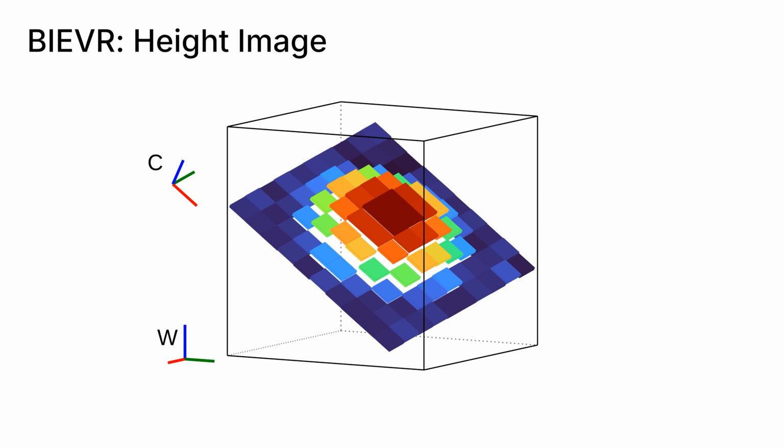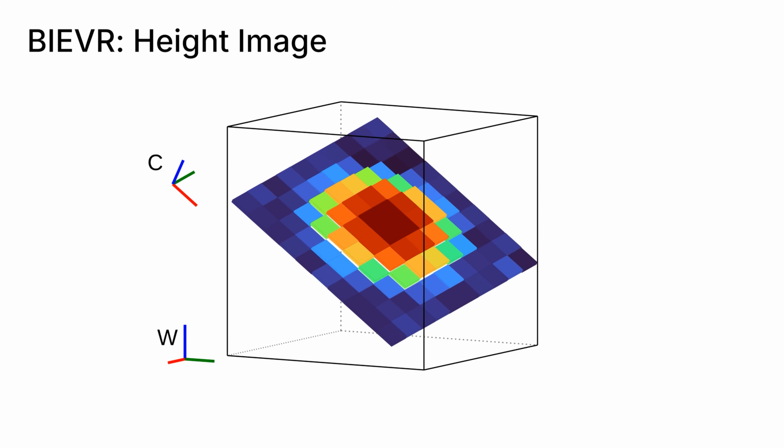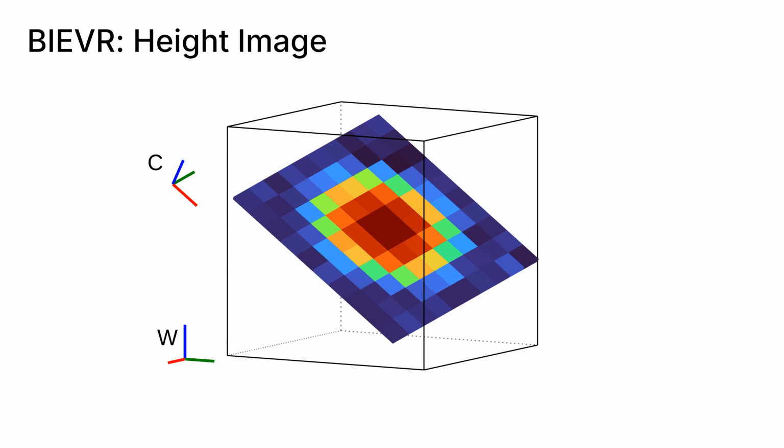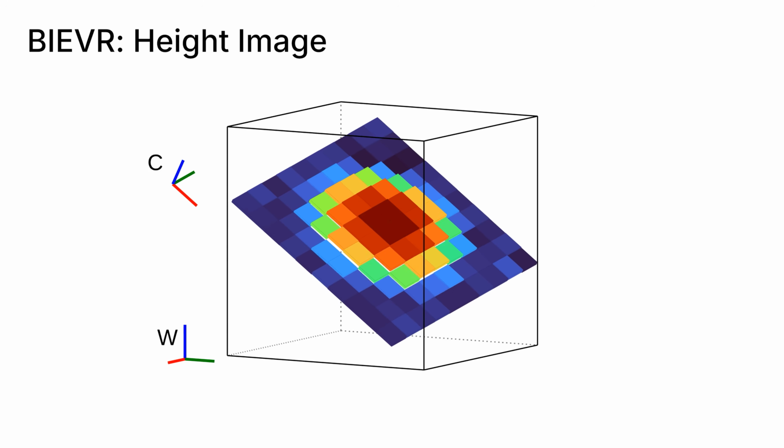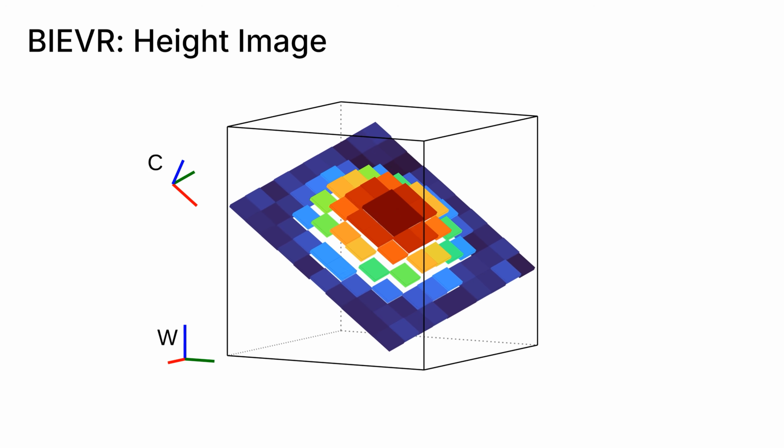By only storing the deviation from the dominant plane per pixel, BIEVR encodes rich 3D geometry in a compact 2D image at high resolution without assuming any specific geometric primitive. This allows us to store the subtle details efficiently.